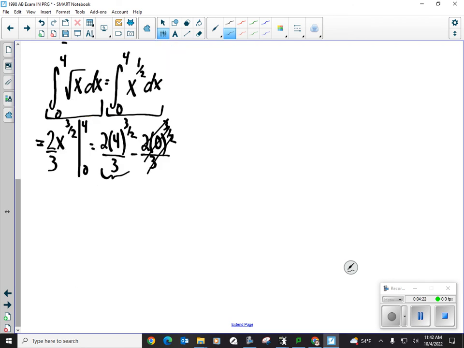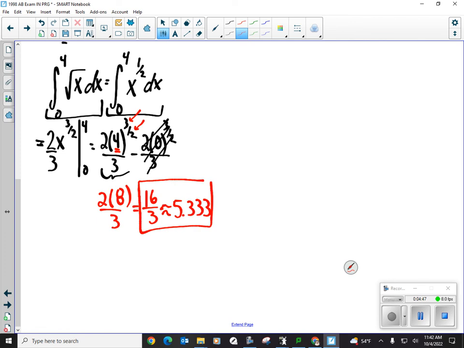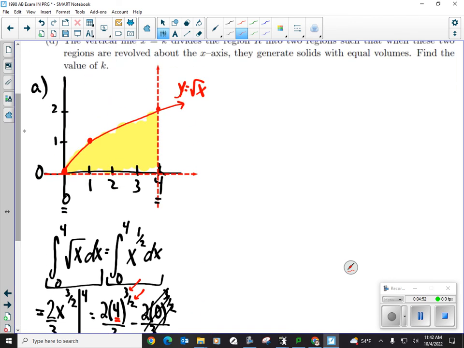Let's just figure out what this is. By the way, the bottom of the fraction exponent is the root, the top is the exponent. So the square root of 4 is 2. 2 cubed is 8. So I've got 2 times 8 over 3. And if I do my math there, I get 16/3, which is approximately 5.333. So the area is 16/3. The area of this whole thing is 16/3. That's the area of all that yellow highlighting.